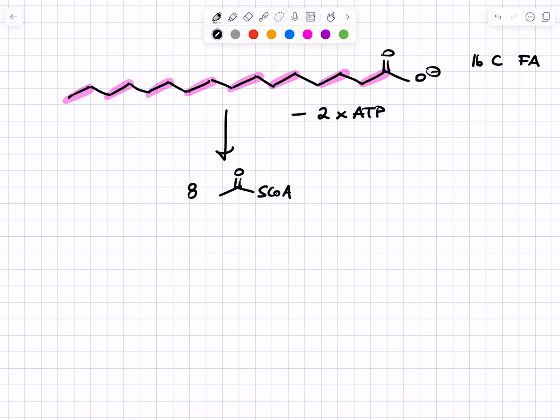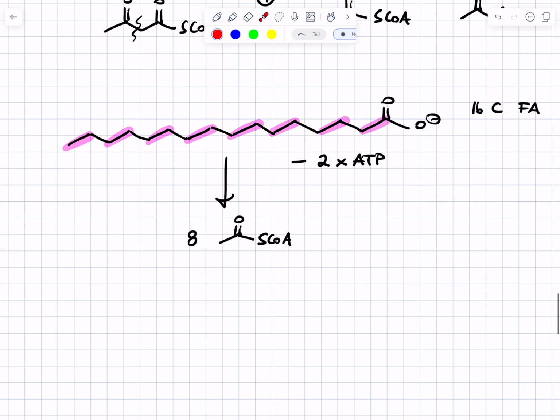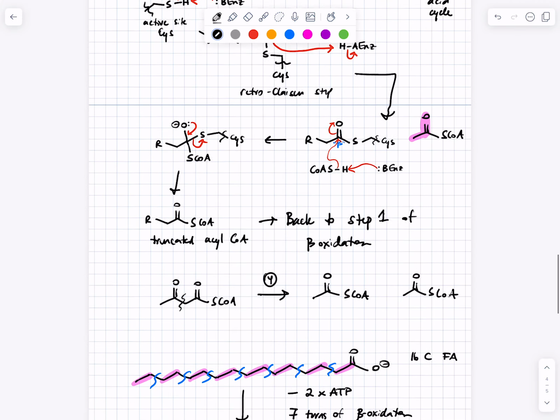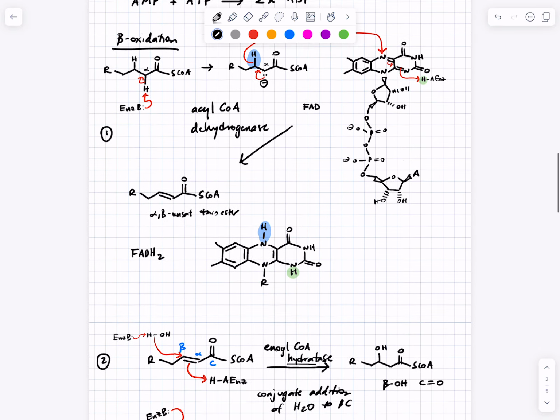How many turns through the cycle of beta oxidation does this 16-carbon fatty acid pass? 7. You want to say 8 because 16 divided by 2 is 8. Why isn't it 8? Because there's only 7 bonds to break. Okay? So for a 16-carbon fatty acid, you're going to go through 7 turns of beta oxidation. Now, what were the energy-rich molecule yields of beta oxidation?